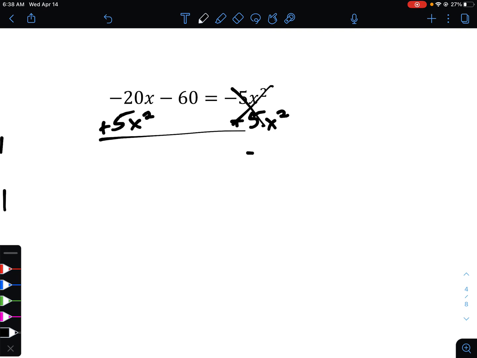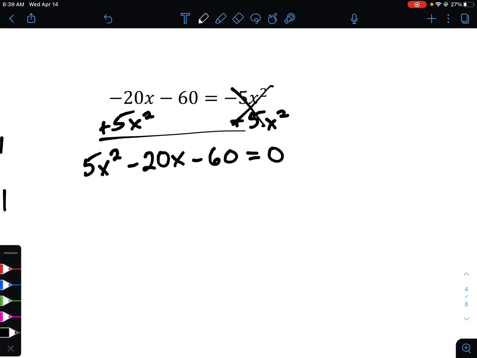So on the right side now, our equation is going to be equal to 0, which is good. That's what we would have wanted. And on the left side, each of our terms are separate. There's nothing we can combine, so we'll just list them separately as 5x squared, a minus 20x, and a minus 60.